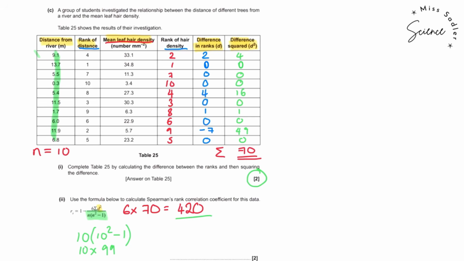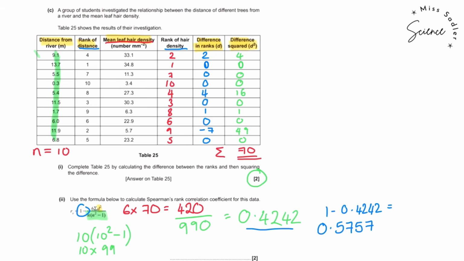So we're going to do 420 divided by 990. And put that into the calculator, you get 0.42, I think it's 4242. And then the last part of the equation here, I'm just going to circle this bit, is 1 minus. So I'm going to do 1 minus this number, 0.4242, and that gives us 0.5757.